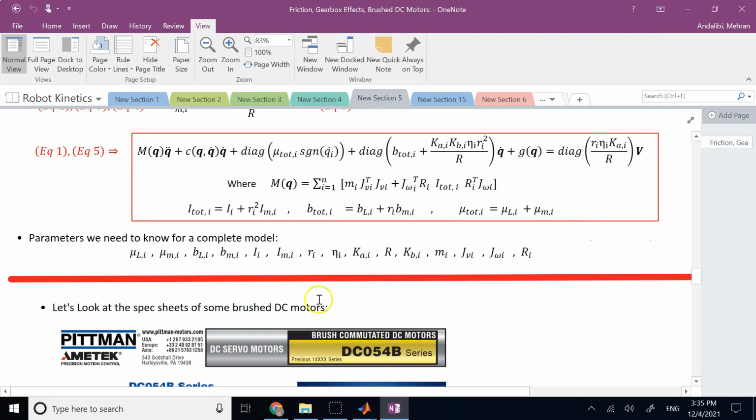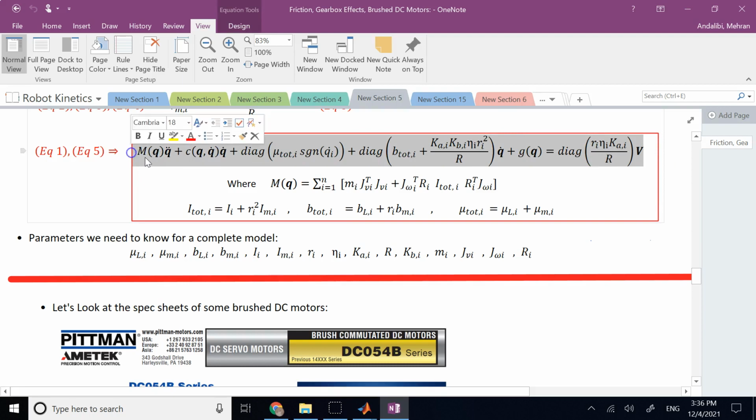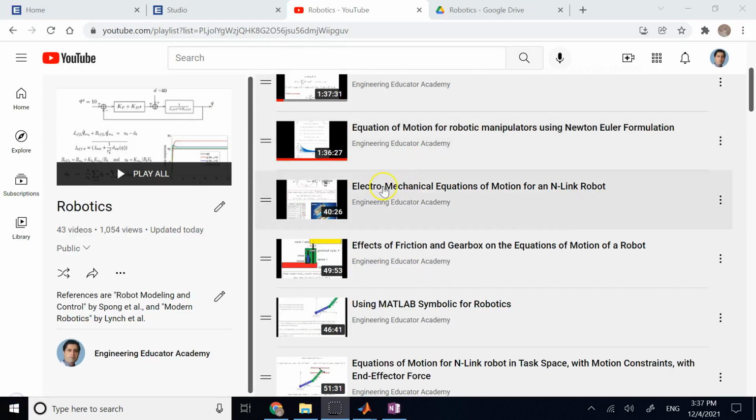If you remember, in one of my previous videos, I have derived the equations of motion for an N-link manipulator in general, when we consider the friction and the dynamics of the DC motors, and these are those equations. And the video on my playlist Robotics I can show you here. So this video here called Electromechanical Equations of Motion, this one has everything in it.